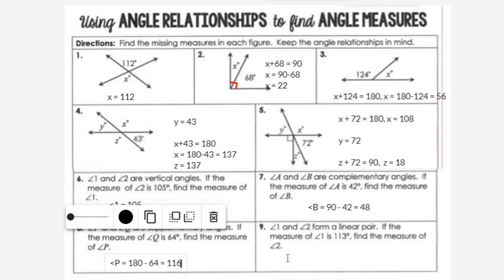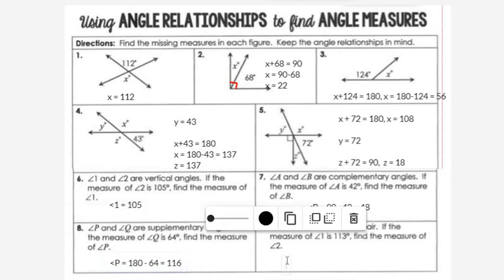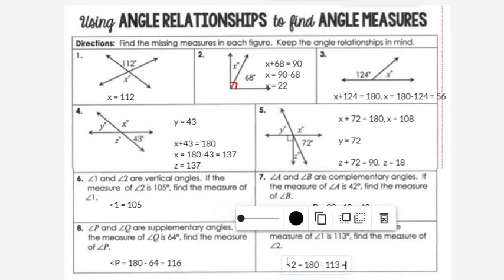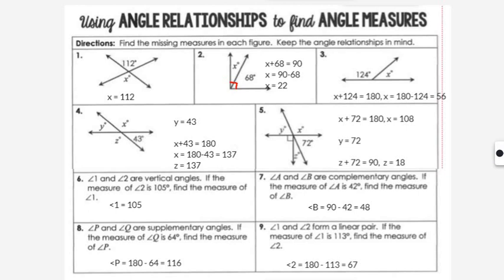Number 9 says 1 and 2 form a linear pair. Okay, so a linear pair means that they add up to 180 degrees. So angle 2 must be 180 degrees take away angle 1, which is 67. Yep. So 67 degrees.